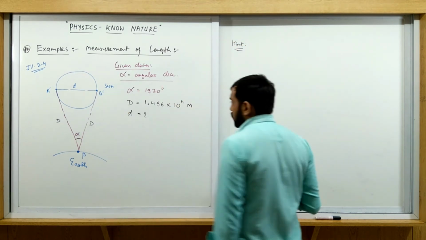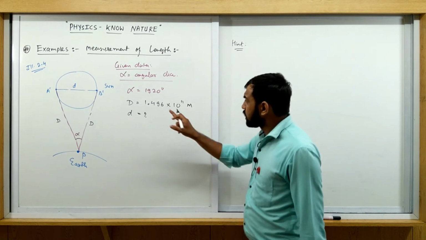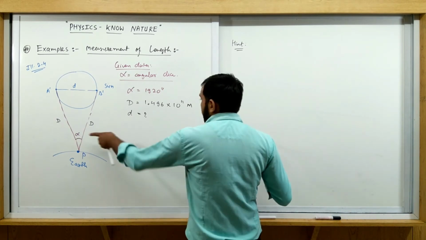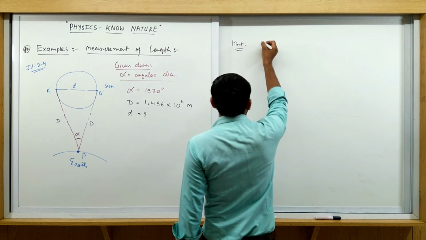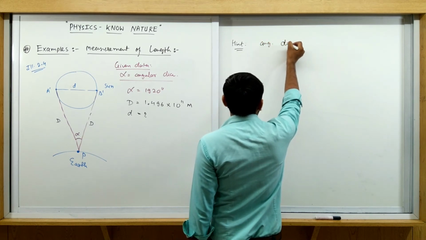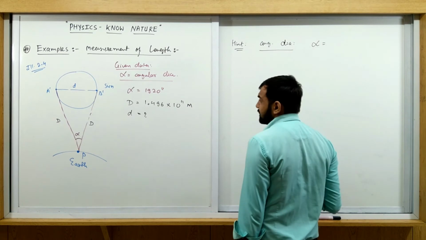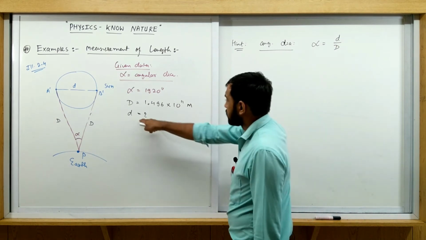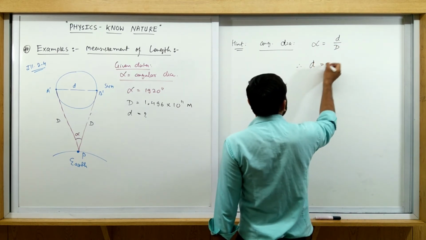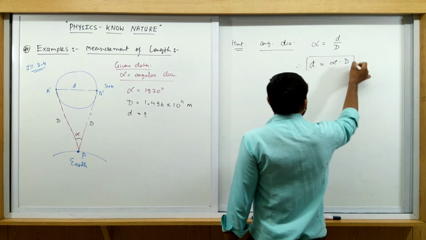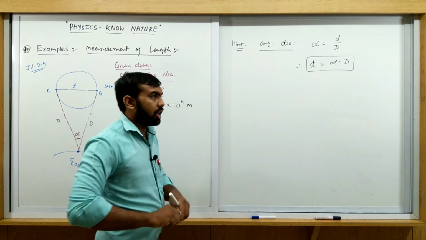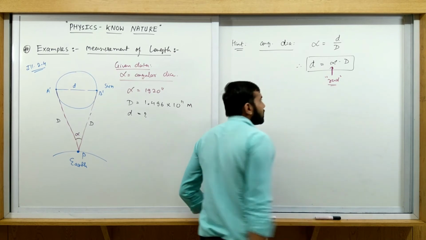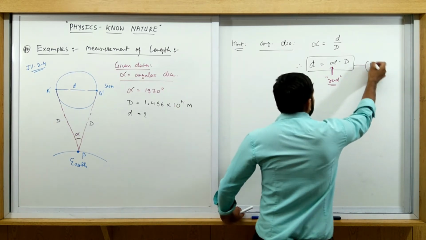For this solution, remember one equation in which alpha, d and D are present: the parallax method equation. Angle is equal to arc by radius. So angular diameter alpha is equal to arc upon radius, d upon D. What you want to find is d. So d is equal to alpha into D. But to use this relation, alpha must be in radian. Consider this equation number 1.